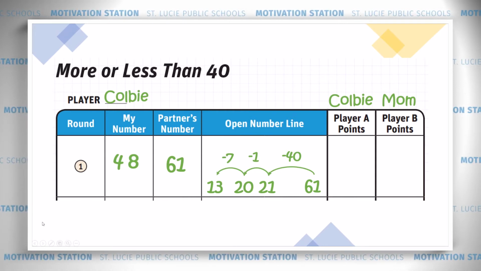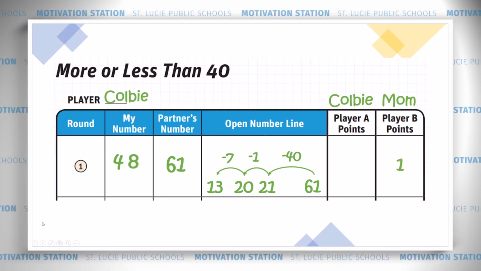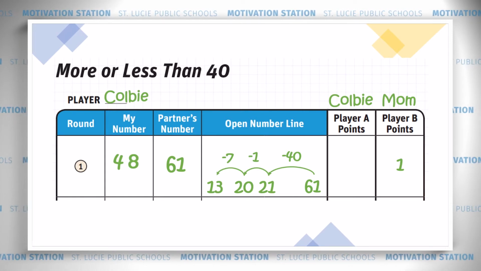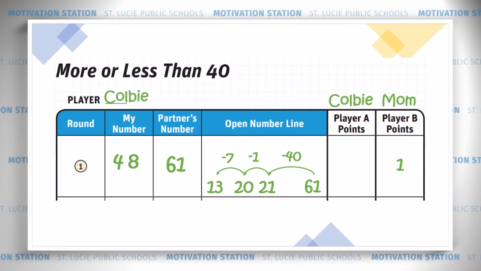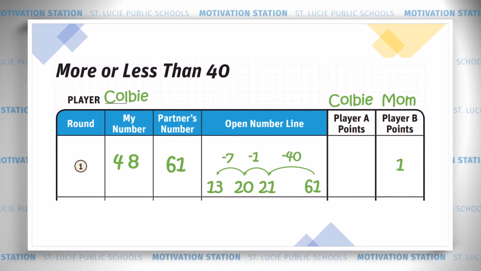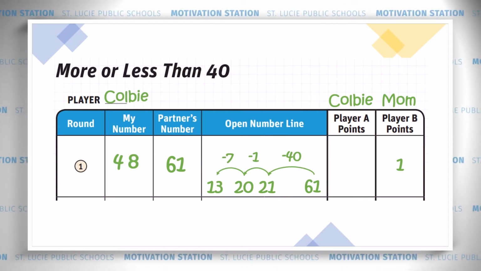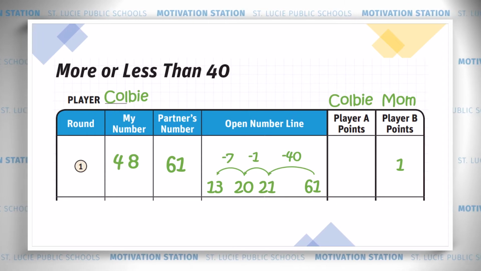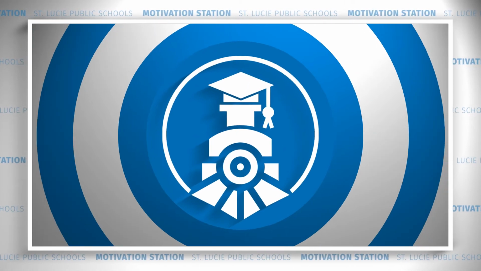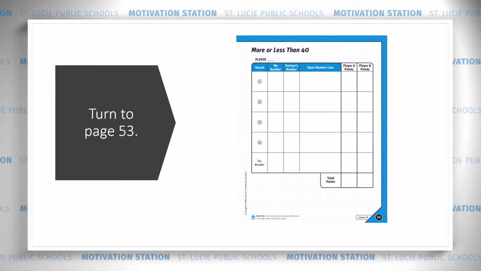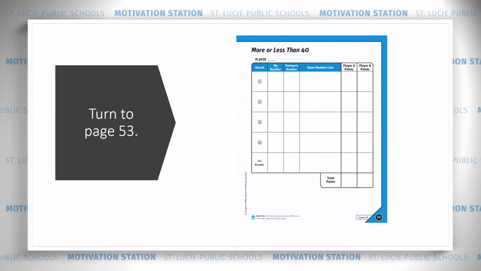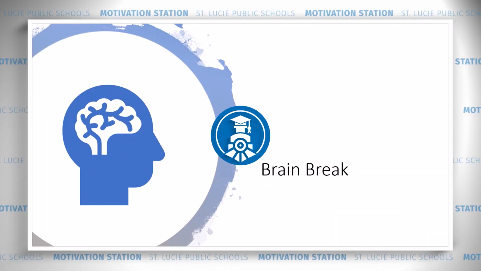Oh, well. So my mom gets a point for round 1 because she gets a point when it's less than 40. So there we go. Maybe I'll do better next round. We'll go finish playing, and you can have your turn playing. Bye now. You'll play your own game of more or less than 40 on this page.